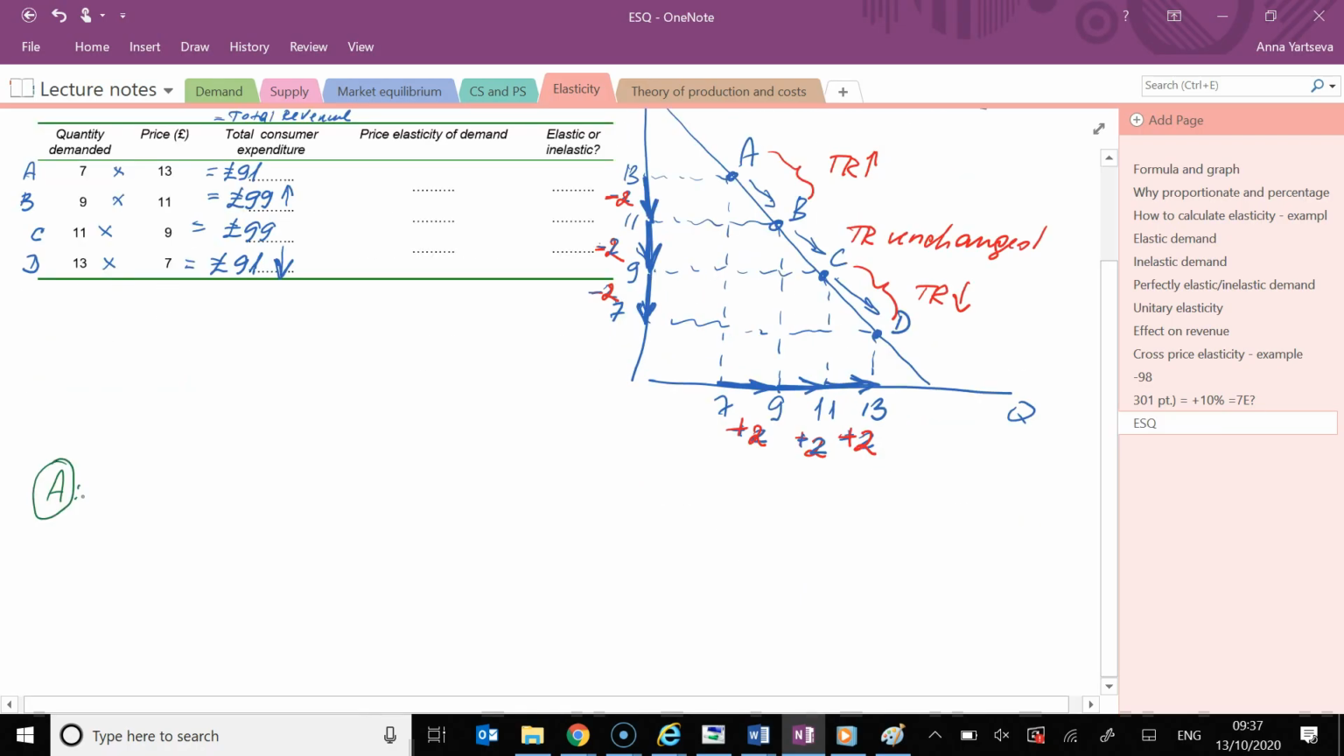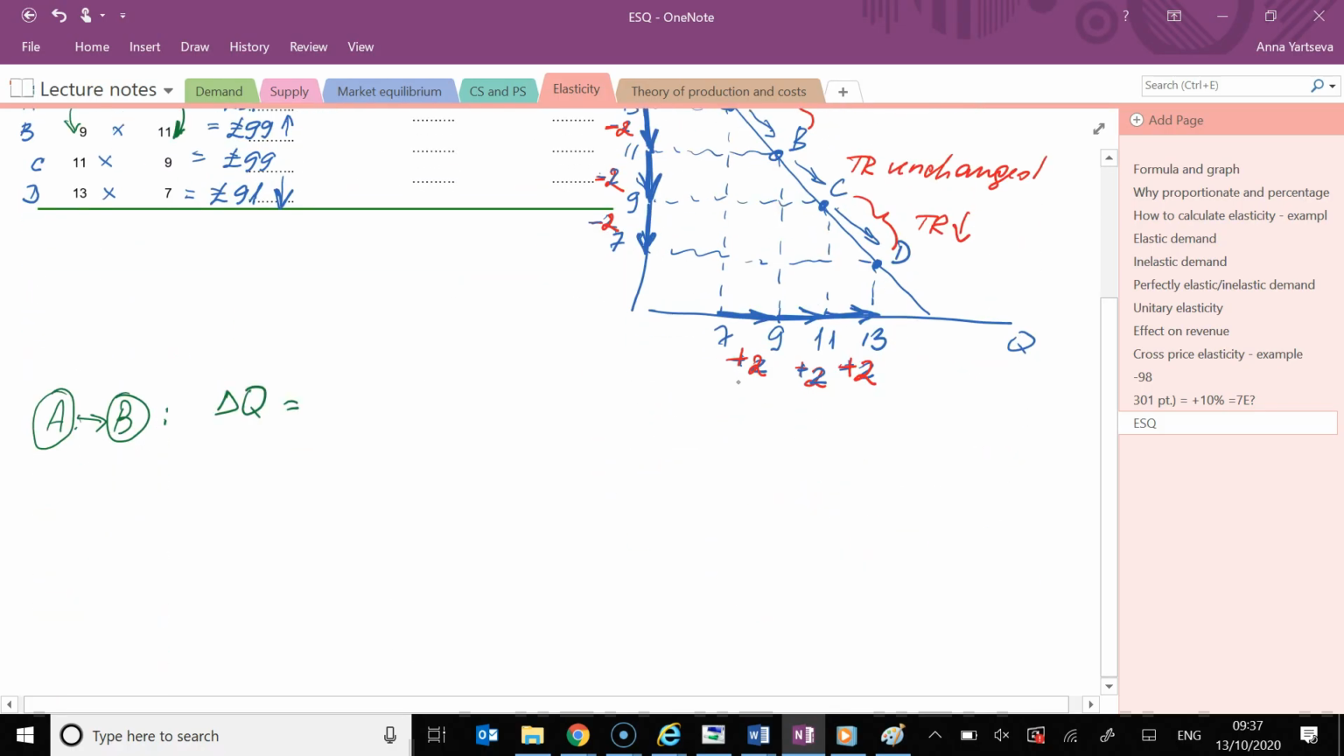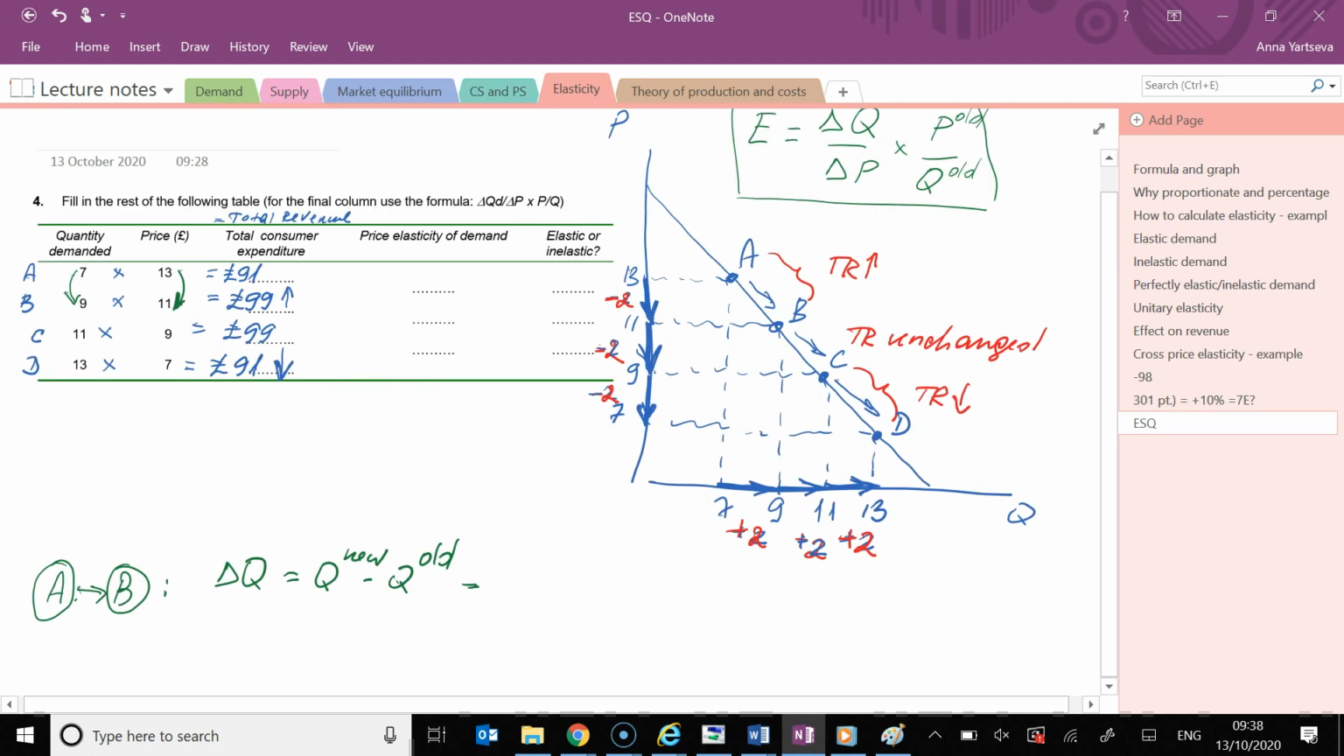Point A, as we move from point A to point B, quantity demanded increases from 7 to 9, and this is due to a price drop from 13 to 11. Price drops, quantity increases, right? So let's calculate our elasticity. Change in quantity is plus 2. It's new quantity minus old quantity. New quantity is 9. Original quantity was 7, so 9 minus 7, it's plus 2.